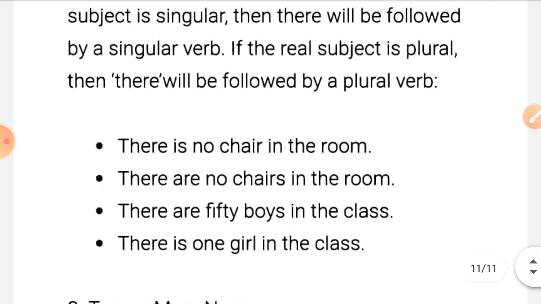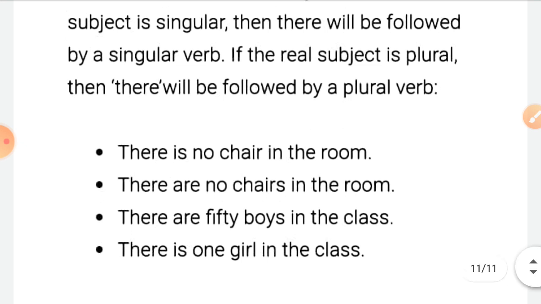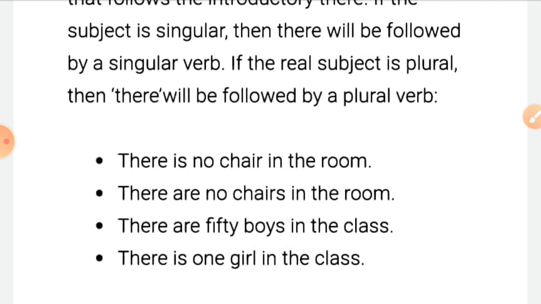Instead, the verb just goes after there. There will be followed by a plural verb. Okay, there will be followed by a singular verb. So when introductory there is there, the verb will jump after there. The verb will be seated after the word there. And how will the verb be? The verb will be singular if the subject is singular, and the verb will be plural if, like, 50 boys. So you know it is a plural thing, so it will take a plural verb. So it will always be there are. And where will the verb be seated? The verb will be seated after there.